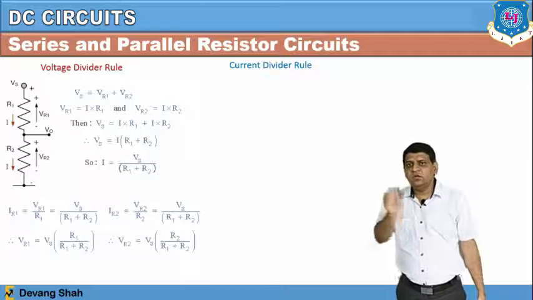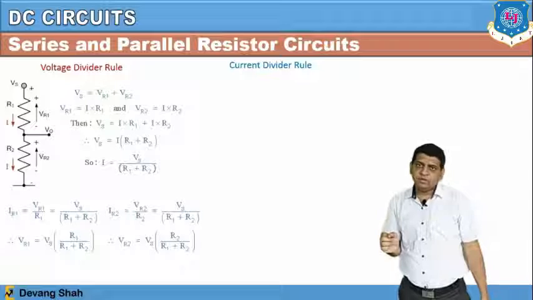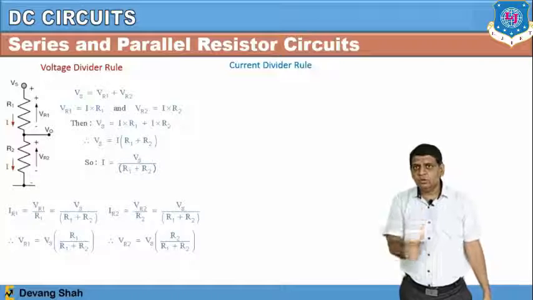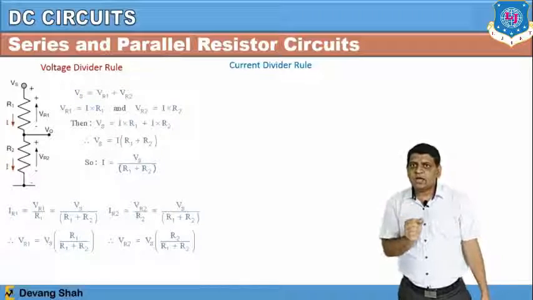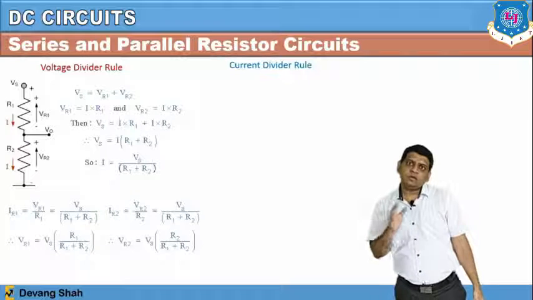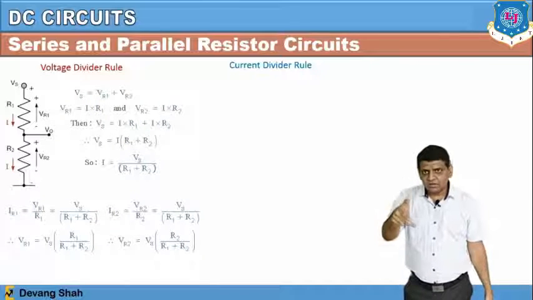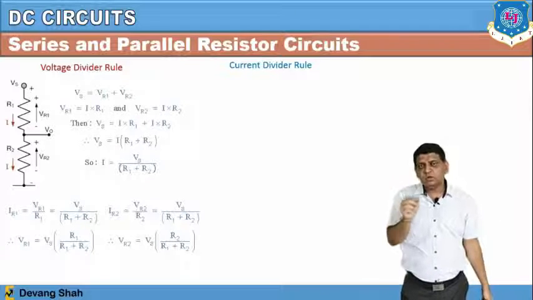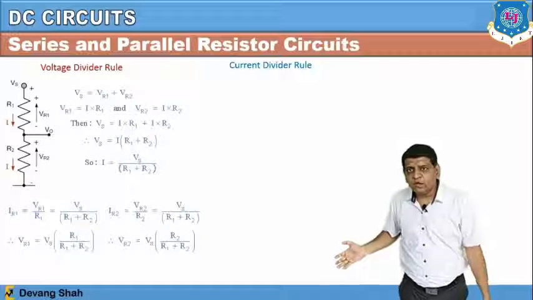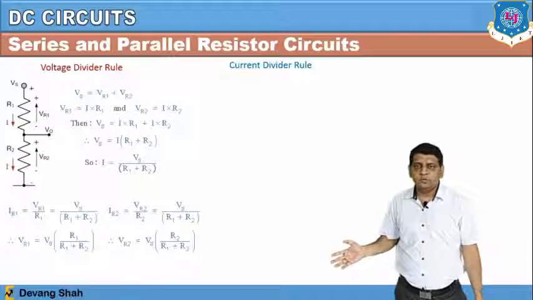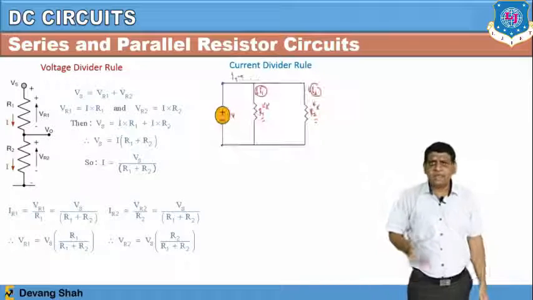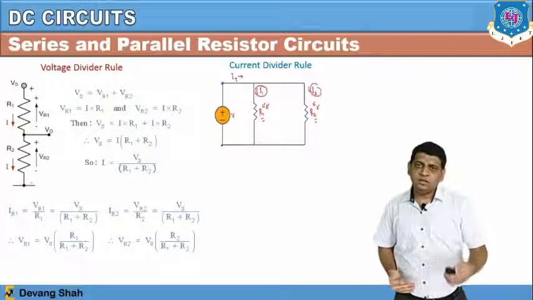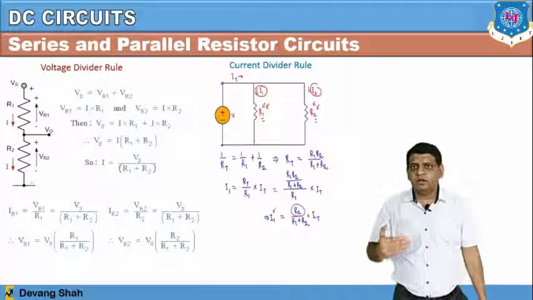So ultimately you will find VR1 is equal to I into R1, and if you put the value of I is equal to V divided by R1 plus R2, you will find VR1 is equal to R1 divided by R1 plus R2 into V, right? So the voltage drop across R1 is the resistance R1 divided by the total resistance, into the total applied voltage. In the same way VR2 is equal to R2 divided by R1 plus R2 into V, right? Now as such, the series resistance offers you a voltage divider, and the parallel resistors offer you a current divider, right?